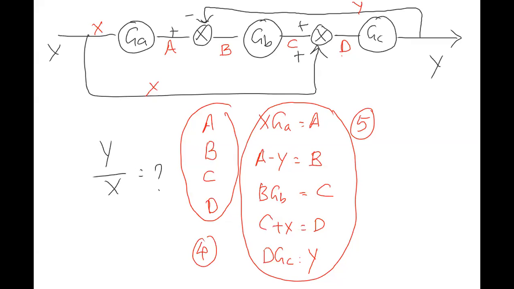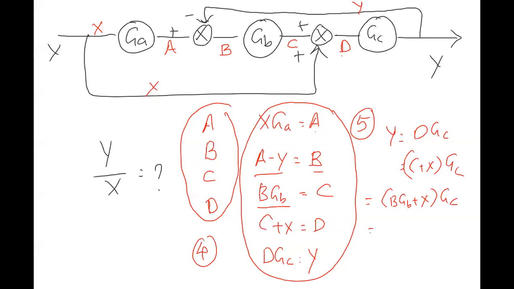You start reducing the variables. How do you start? D into G. What is D? C plus X into A minus Y. What is A? X into GA. Like this you do, and then, what is C? B into GB plus X into GC. What is B? A minus Y into GB plus X into GC. What is A? X into GA minus Y into GB plus X into GC. This is Y.